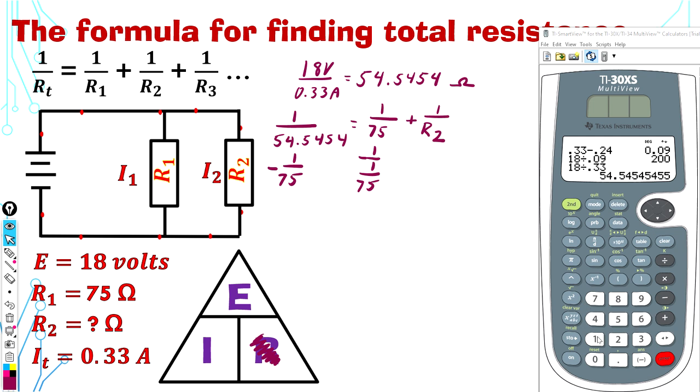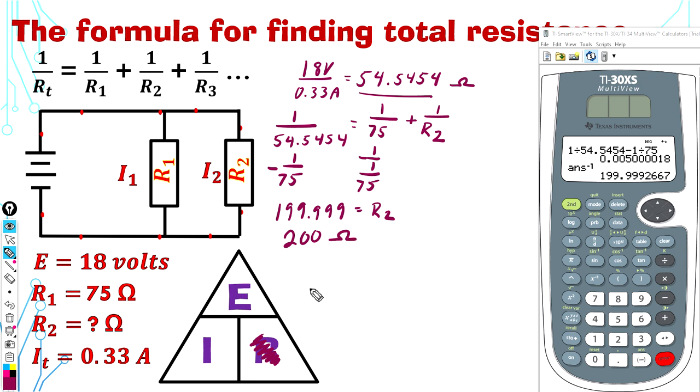So I'll use my calculator. Got 1 divided by 54.5454 minus 1 divided by 75. Okay. So now I've got this long decimal right here. I want to take the inverse of that. And so I get 199.999 equals my R2, which we rounded off, that 199.99. That's going to round off to our 200 ohms that we got before.